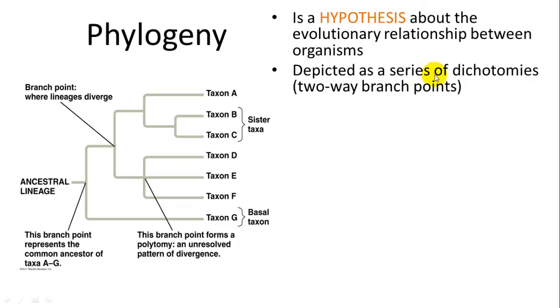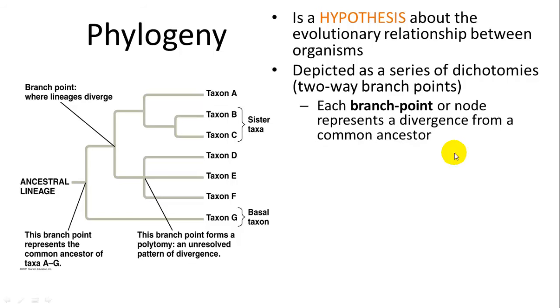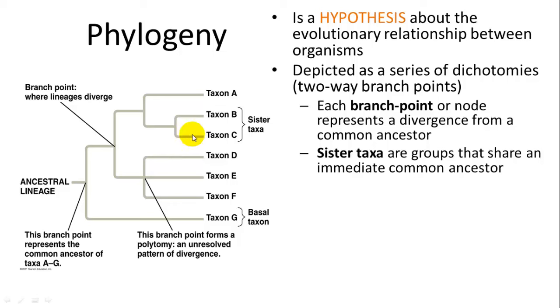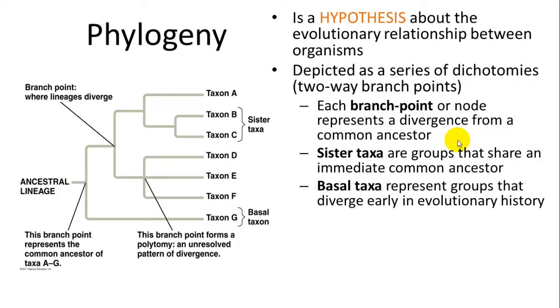It's generally depicted as a series of dichotomies, right? Where you have one ancestral species diverging into separate taxa. Each branch point or node represents the divergence from a common ancestor, and sister taxa are on the ends, which are groups that share an immediate common ancestor. So the node and all of its taxa from the node are sister taxa. Basal taxa represent groups that diverge early in evolutionary history.